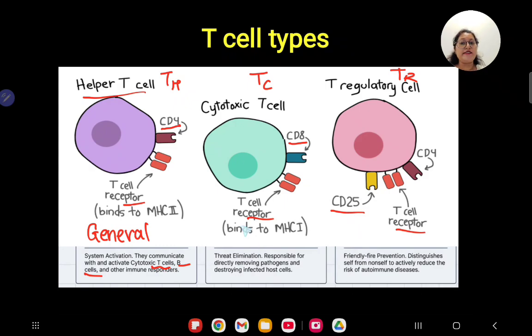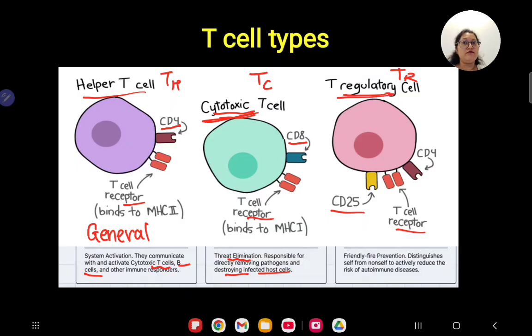The next type that we have is cytotoxic T cells. From the name itself, toxic, it is going to ensure that it eliminates any threat from the body. It's important for threat elimination. It is responsible for removing pathogens and destroying infected host cells. Cytotoxic cells are important because in our body every day there are hundreds and thousands and millions of cells which are dead. So to remove these dead cells, we need a machinery that is done by cytotoxic T cells.